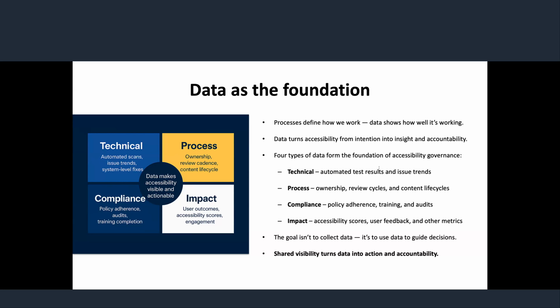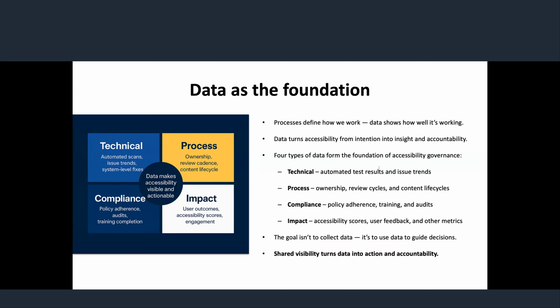Then we have compliance data. This data highlights policy adherence, audit completions, and training participation. This data measures how well teams are following institutional standards. And lastly, impact data. Accessibility scores, user testing and feedback, and analytics that show reduced errors or improved engagement after remediation reveal the impact of our work. Together, these data types provide both the technical and the human sides of accessibility.